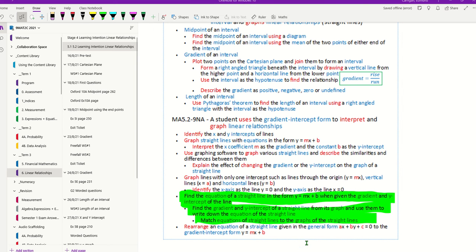Today we're going to look at finding the equation of a straight line in the form y equals mx plus b when we're given the gradient and the y-intercept of the line. We're going to find the gradient and y-intercept of a line from its graph and use them to write down the equation of the straight line, and we're going to match equations of straight lines to the graphs of the straight lines.